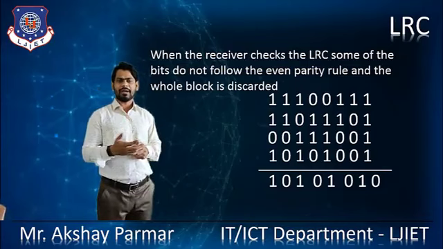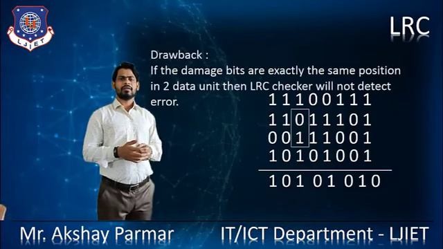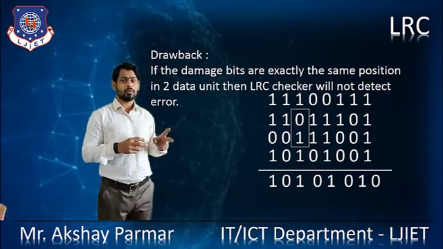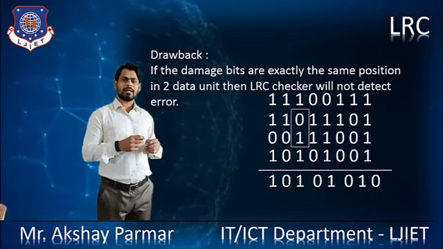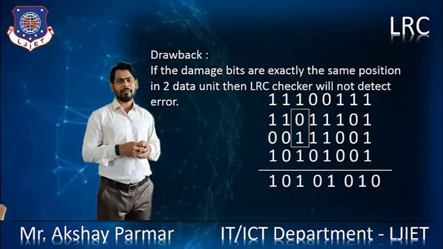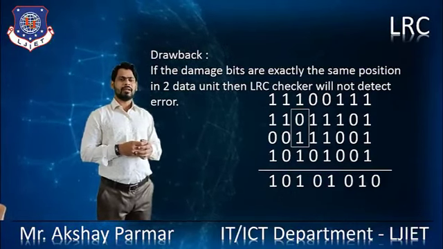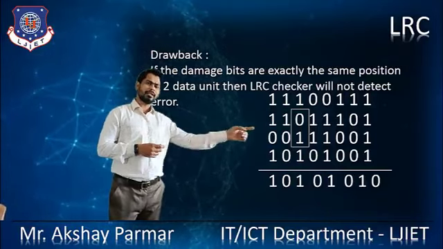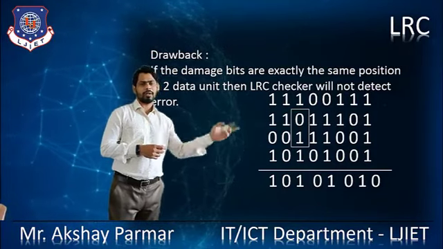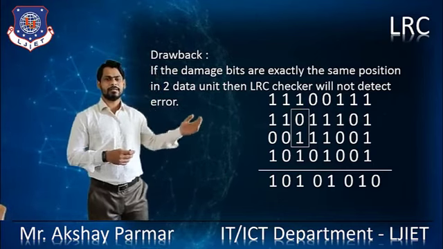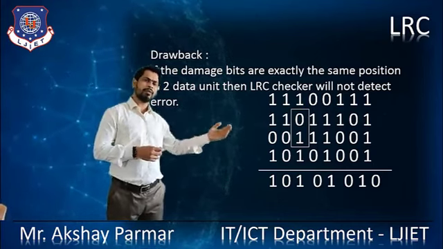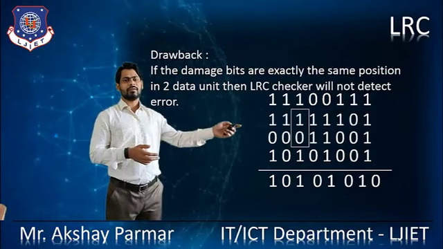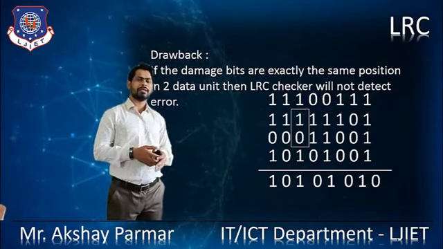The major drawback of LRC is that if the damaged bits are at exactly the same position in two data units, then the LRC checker will not detect an error, right? For example, let's have a bit sequence. In the third column we are changing the 0 and 1, so we are changing that bit 0 to 1 and that bit 1 to 0, right? So if we change that bit sequence, we get a new bit sequence, right?